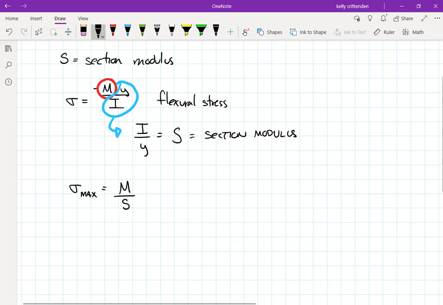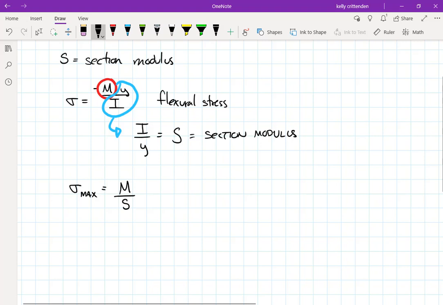If you have a problem that asks you just find the maximum flexural stress in the beam, you can use this equation and use S out of those charts instead of Y and I in the equation, and just use S in your maximum bending moment, and it'll calculate the flexural stress for you. But it will be the absolute value of it. You won't necessarily know if it's tension or compression without looking at the beam and the bending moment. So anyway, we can use this.